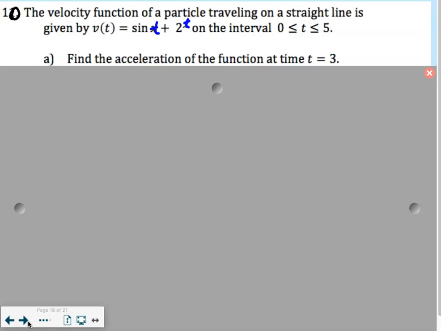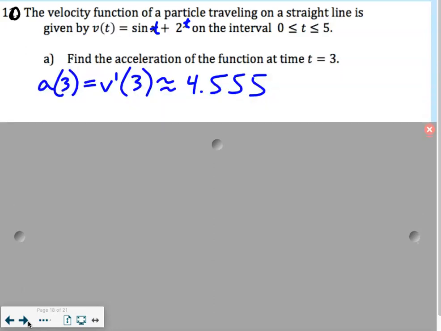First set your window 0 to 5, right? If you have an interval, make that be your window. Don't go negative 10 to 10, because then you'll be looking at velocities all over the place that you don't want to see. All right, acceleration at time 3. On my calculator, I just do second calc, dy dx, 3, enter, and I get the acceleration. Not much to it. Acceleration is the derivative of velocity, should be 4.555.